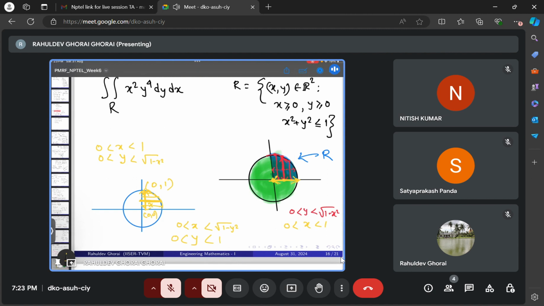But for other questions it can be different. For some questions it will be easy in one of the cases and difficult in the other, so you have to find out those things. So you have to optimize it. But at least if you understand this, that by using limits you can cover the region, then it will be easy.